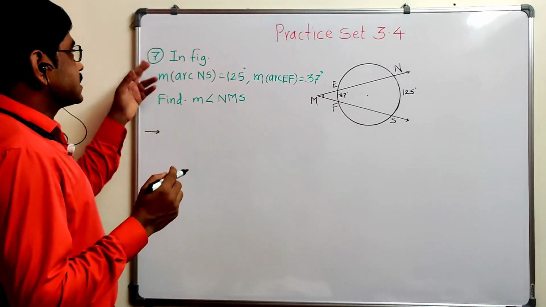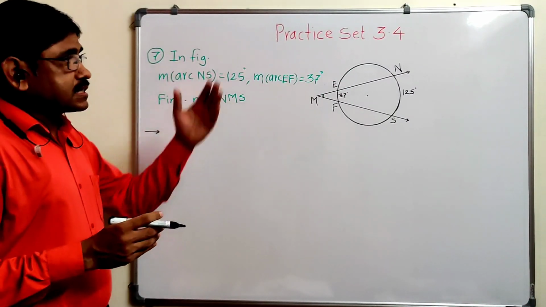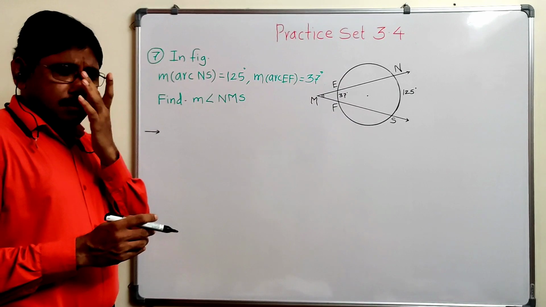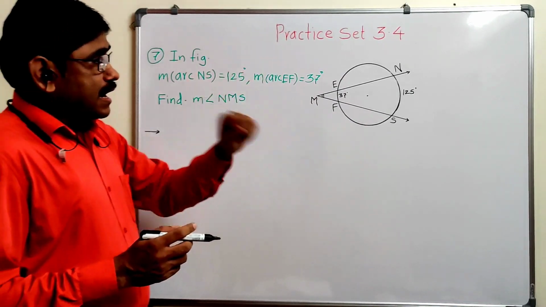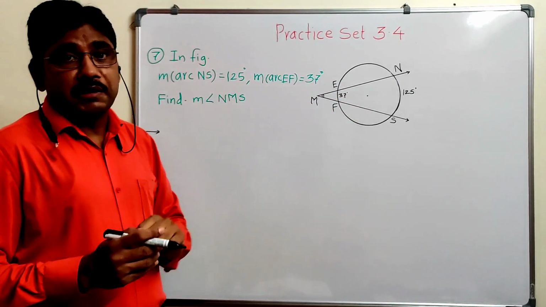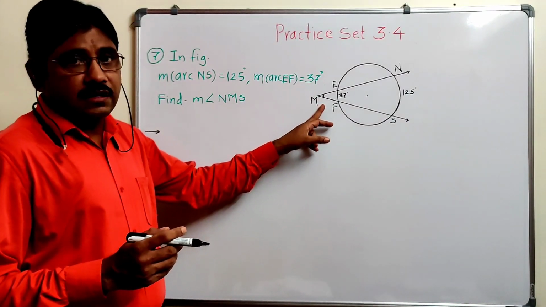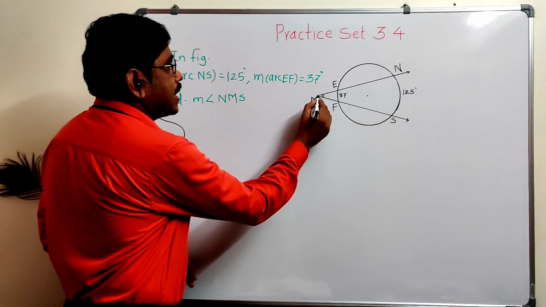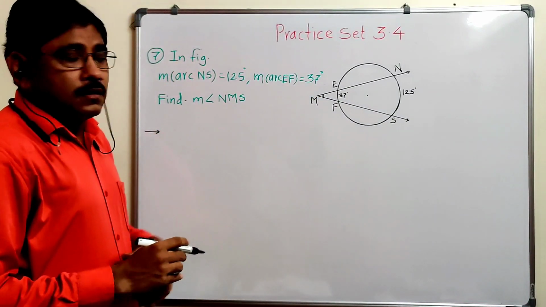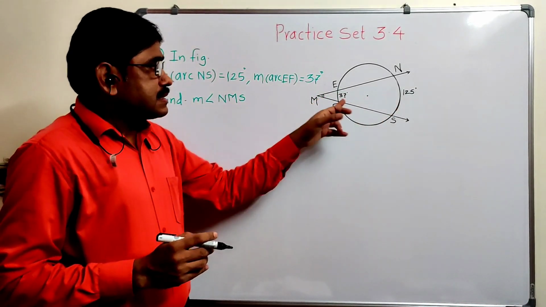It is the 7th sum from practice set 3.4. Now one circle is given, and in that circle one angle is given. That angle intercepts, because the vertex is outside the circle, vertex is M. M is the vertex. It intercepts 2 arcs NS, EF.